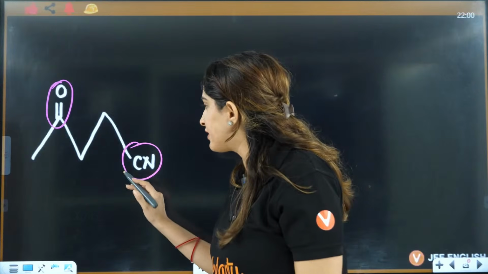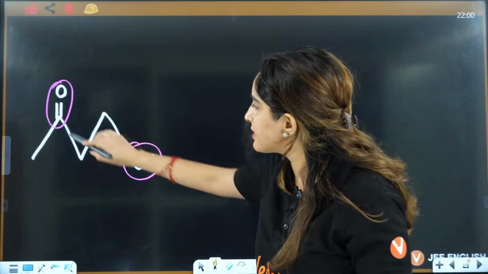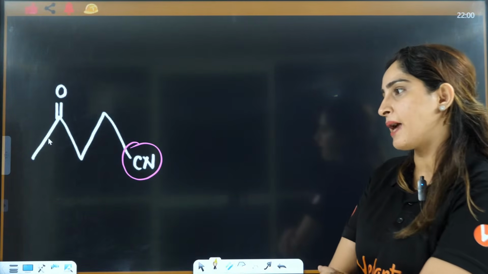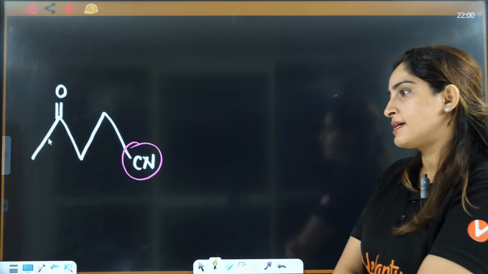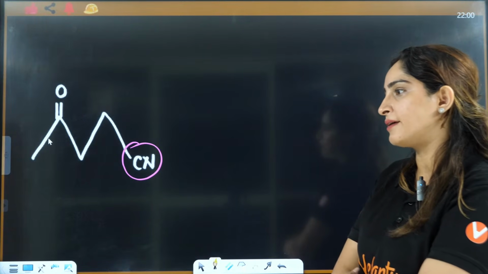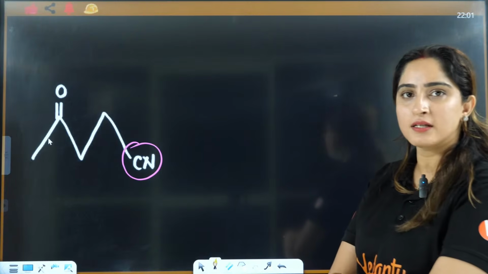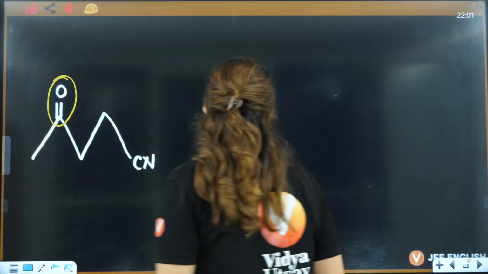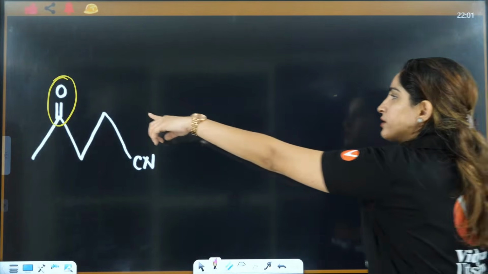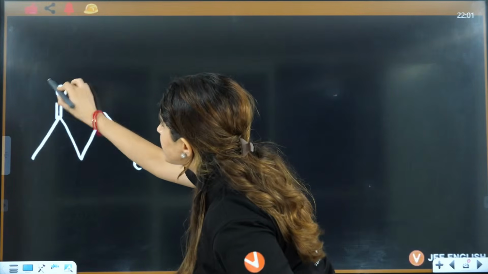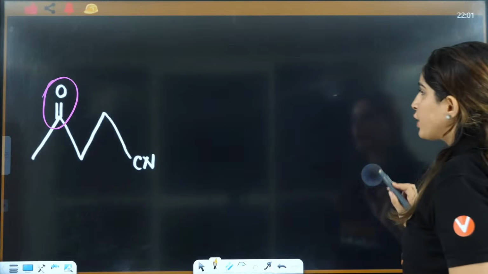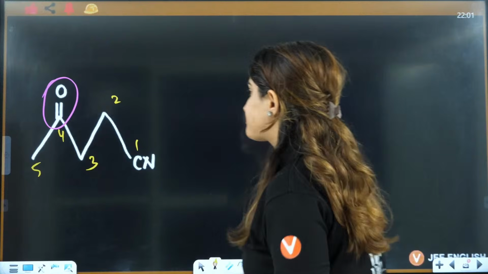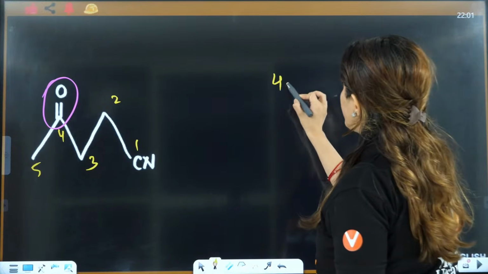Okay, so here we'll definitely do that. Now if you see, which is the priority? CO is the priority or CN is the priority? CN is the priority. This will be your substituent. CO will be the substituent now. So now this will be 1, 2, 3, 4, 5. Now you can write 4 oxo or keto.